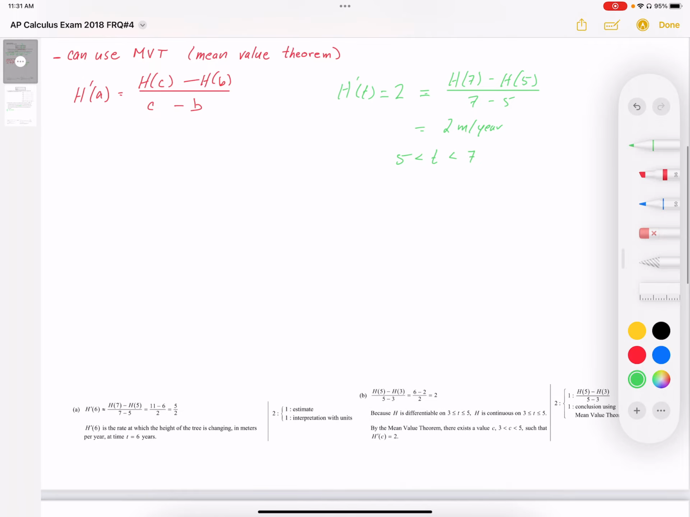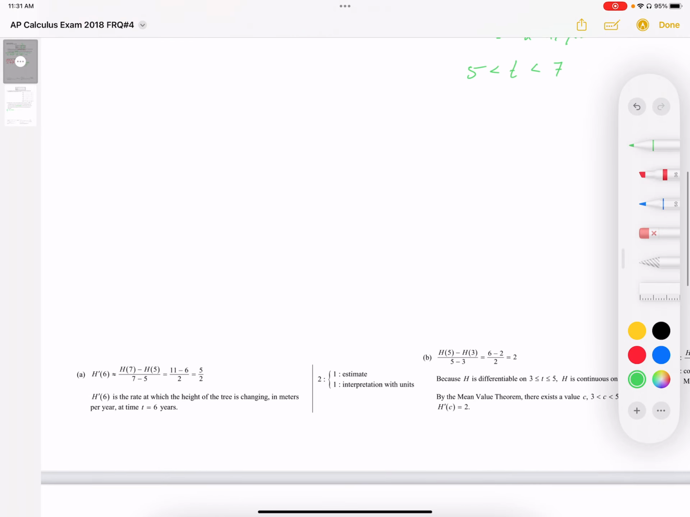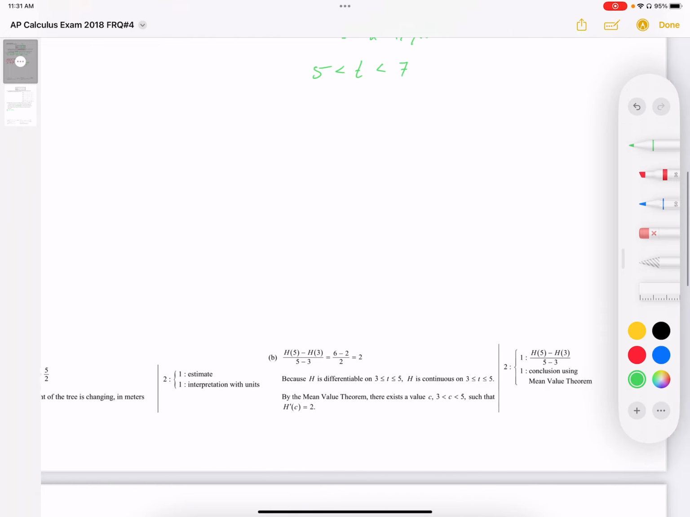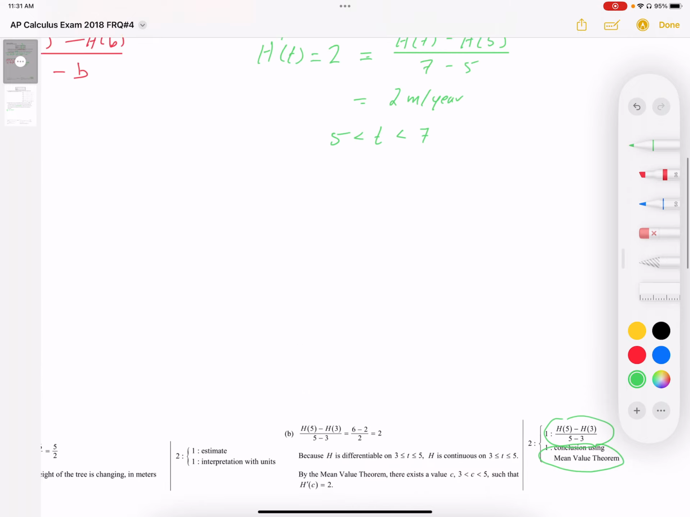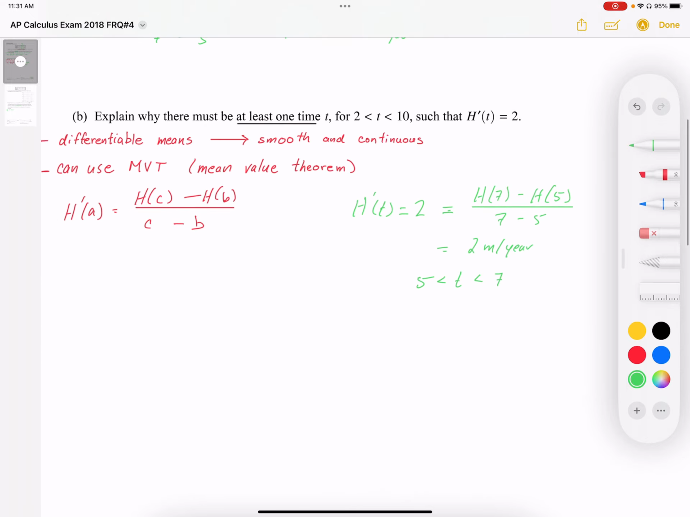Taking a look at the mark scheme here, for A, we get 1 mark for the estimate and then interpretation with units. For B, we need to use the average slope and make our conclusion using mean value theorem. Okay, so based on the mean value theorem, we can use this result here.